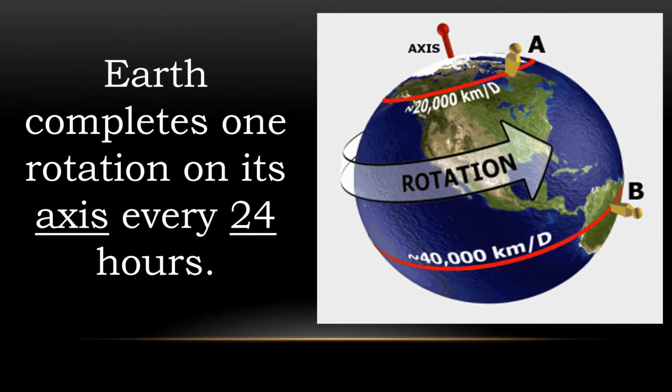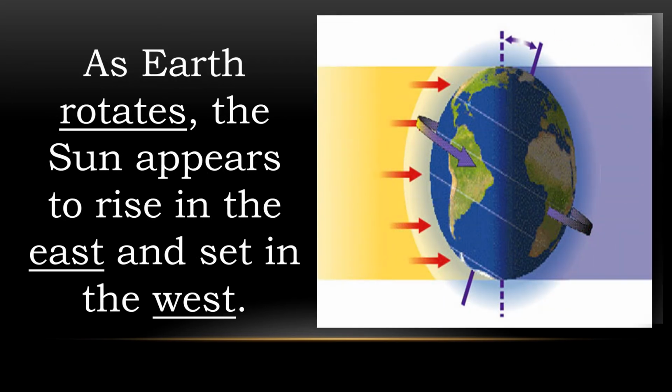Let's take a few notes from the video. First one, Earth completes one rotation on its axis every 24 hours. As Earth rotates, the Sun appears to rise in the east and set in the west.